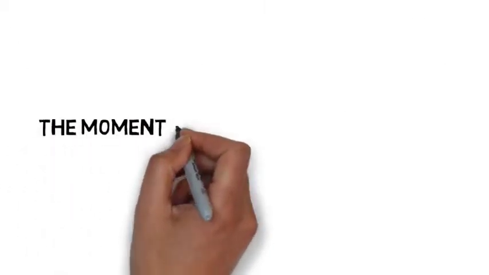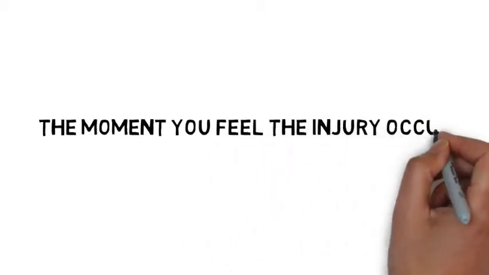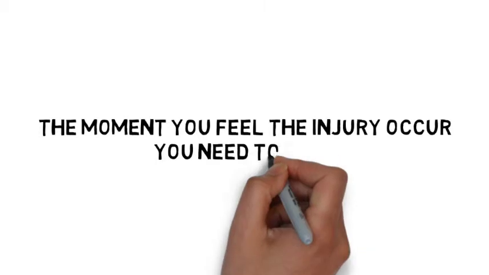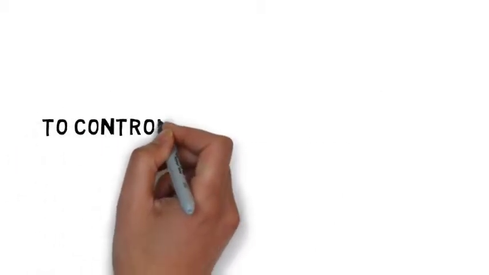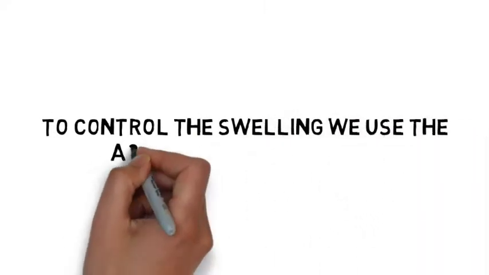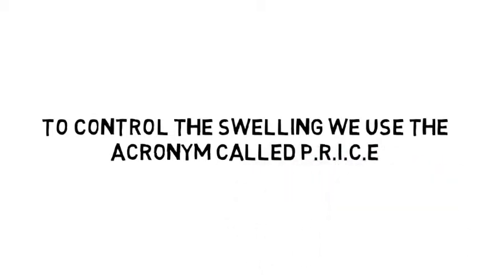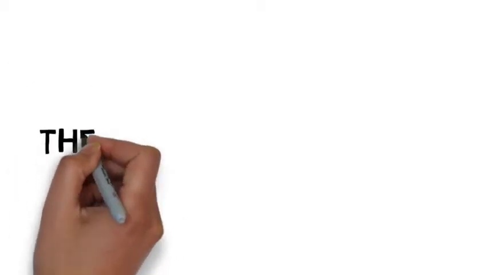So let's assume that you've incurred an injury of some type. It's most probably a muscle strain or tear. The moment you feel the injury occur, you need to stop. Once you've stopped, you need to take immediate action to control the swelling and prevent further injury. To do this, we use a simple acronym called PRICE. The P stands for protect.